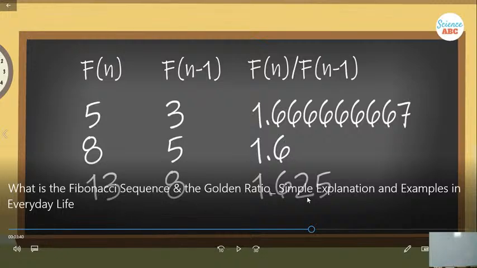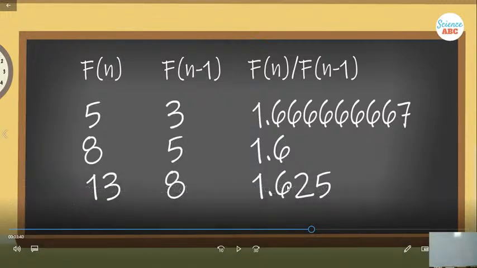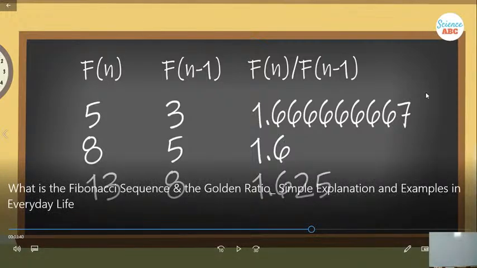And 13 and 8, then also you get 1.6 something. So this ratio, we call it the golden ratio. Take any two Fibonacci numbers, on dividing, you are always going to get nearly 1.6. So this is the specialty of that number. Now all of you go through this video.